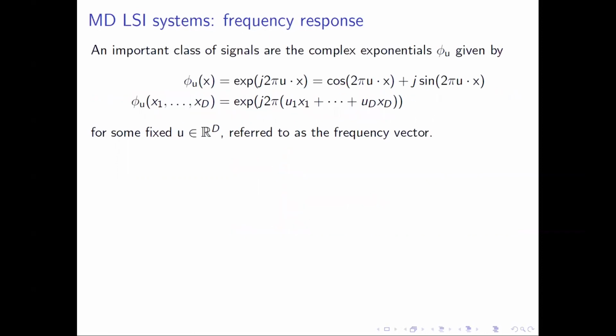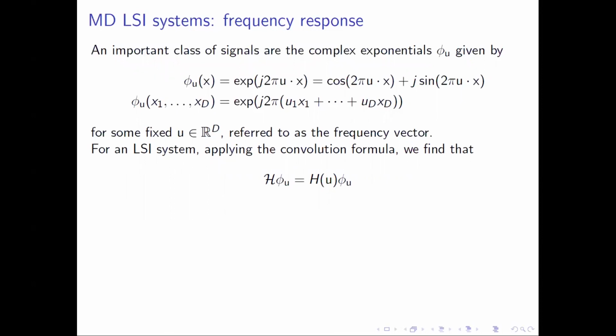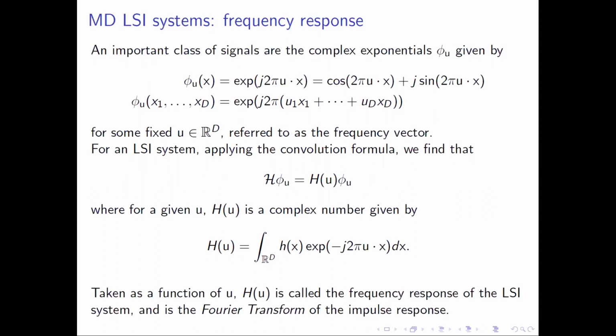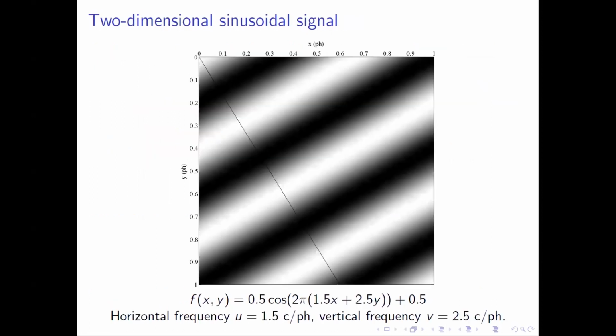An important class of signals are the complex exponential sinusoidal signals that are specified by a frequency vector also belonging to R^D. A complex exponential with frequency vector u is an eigenfunction of any linear shift invariant system. The corresponding eigenvalue, h of u, is the Fourier transform of the impulse response evaluated at frequency u. This observation, in fact, provides the definition of the Fourier transform for signals defined on R^D.